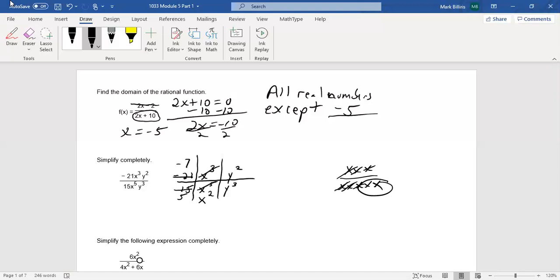So for our y variable, again, instead of having to write out y 2 times, y 3 times, and cancel 1 for 1, we compare. We have more y's in the denominator, so y is going to end up in the denominator, and all we're going to do is subtract. So we take 3 minus 2, and that gives us 1 left. So our final answer would be -7 over 5x squared y to the 1st, but we just leave it as y. The exponent is understood.